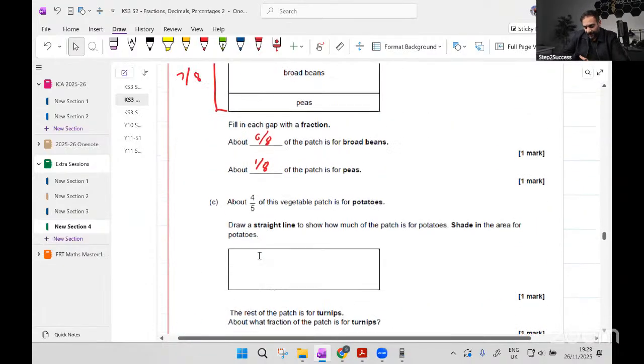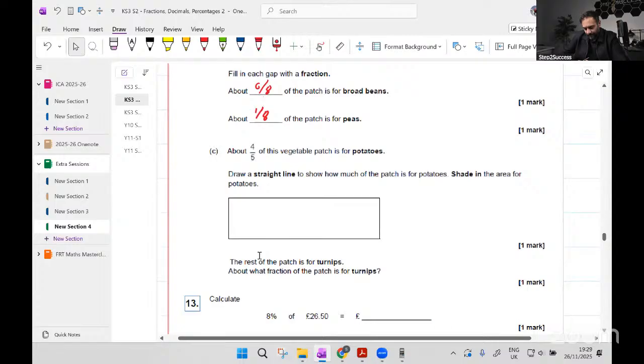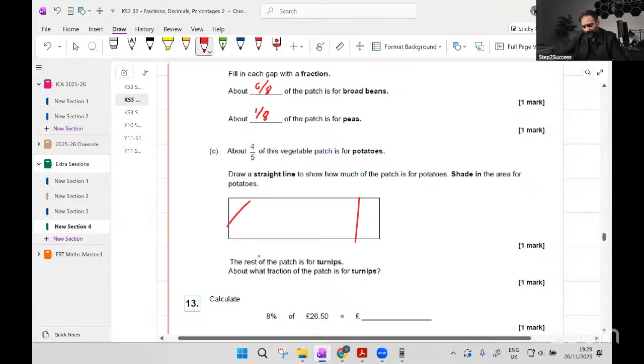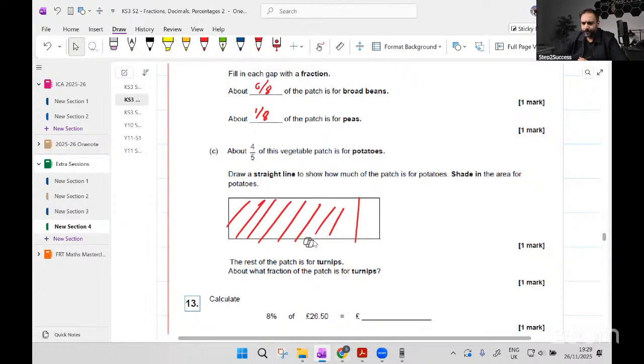I'll just do C as well. About 4/5 of the vegetable patch with potatoes. Draw a straight line to show how much is potatoes. So you've got to split it into roughly five sections. So like there, 4/5 there. Yeah, you get the idea. And then shade that roughly, which shows the bit for potatoes. Okay, any other questions? I don't seem to have any other questions.